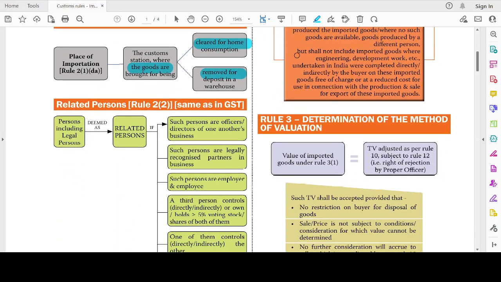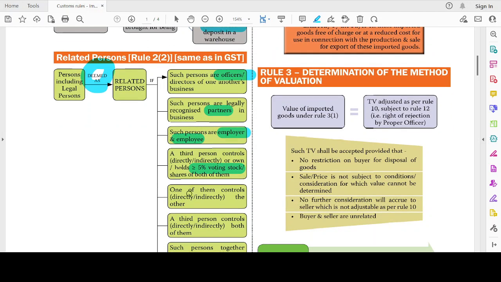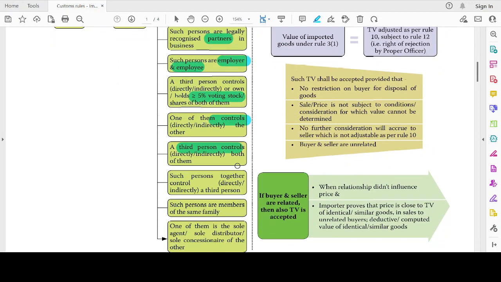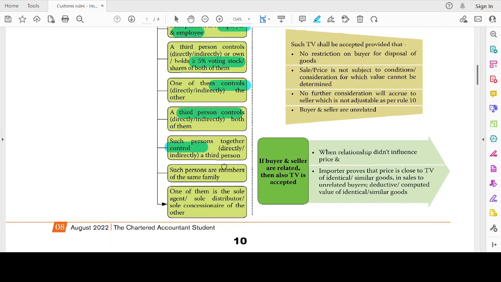Related person. Persons, including legal persons, are deemed as related persons if such persons are officers or directors of one another's business. Such persons are legally recognized partners in the business. Such persons are employer and employee. A third person controls directly or indirectly, or owns or holds 5% or more of the voting stock or shares of both of them. One of them controls the other directly or indirectly. A third person controls both of them directly or indirectly. Such persons together control a third person. They are members of the same family.